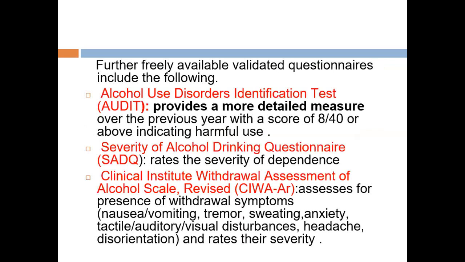Further freely available validated questionnaires include the Alcohol Use Disorders Identification Test, AUDIT, which provides a more detailed measure over the previous year, with a score of 8 out of 40 or above indicating harmful use. The Severity of Alcohol Dependence Questionnaire rates the severity of dependence. The Clinical Institute Withdrawal Assessment of Alcohol Scale, revised, assesses for the presence of withdrawal symptoms: nausea, vomiting, tremor, sweating, anxiety, tactile, auditory, or visual disturbances, headache, and disorientation, and rates their severity.